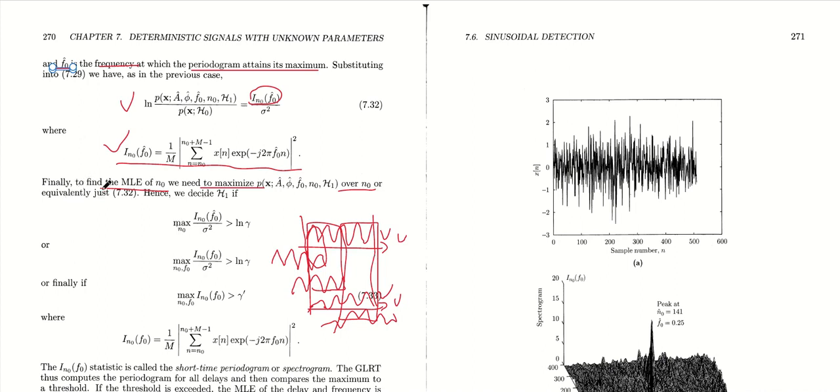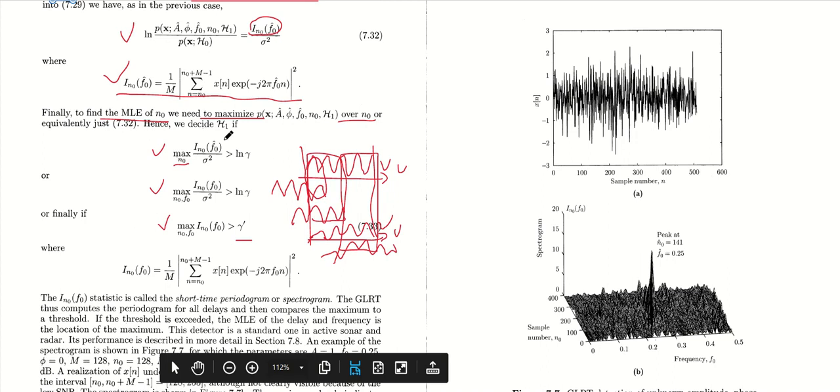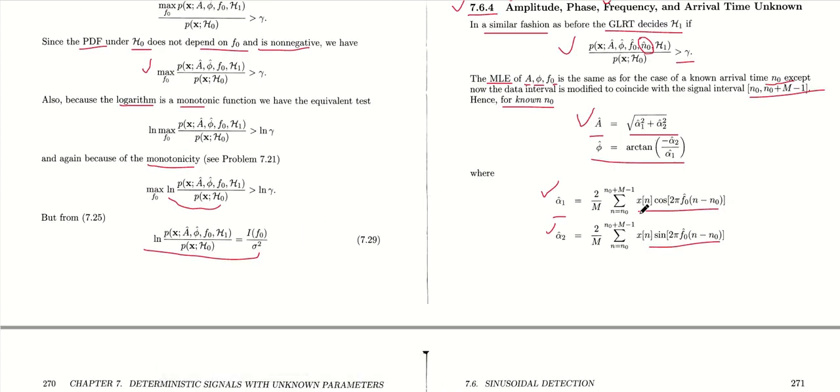Okay, so finally, to find the MLE of N0, we maximize this over N0. Equivalently, we decide H1 if this is larger than that, where it has to be the max over N0, or max over N0 and F0. Okay, so we are done. You have x.